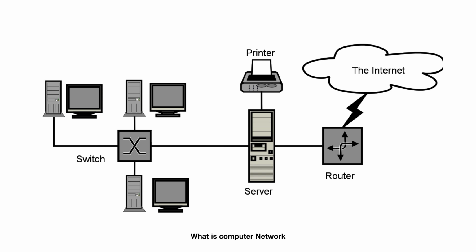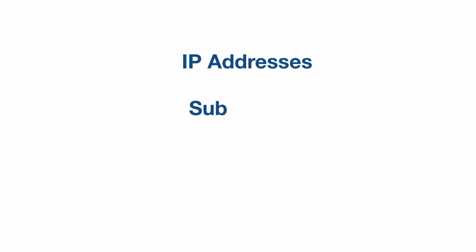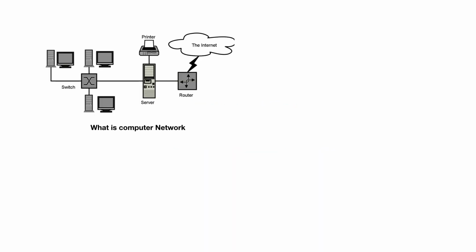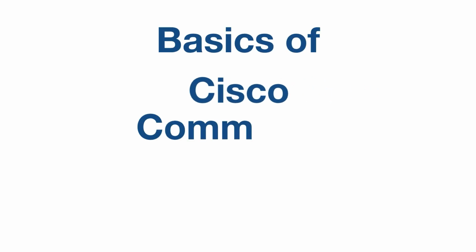very basic. We will learn about what is computer network and how computer network can help us. After that, we will learn about IP address, subnetting and networking model. If you understand the basics of computer network, next we will start learning about Cisco. We will learn about the basic Cisco commands first.